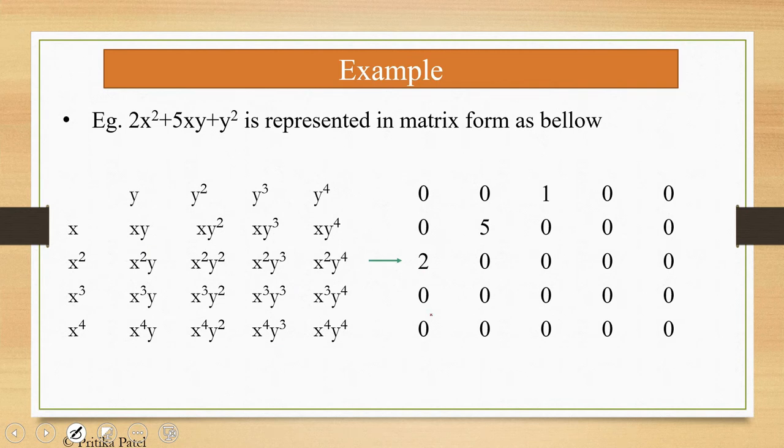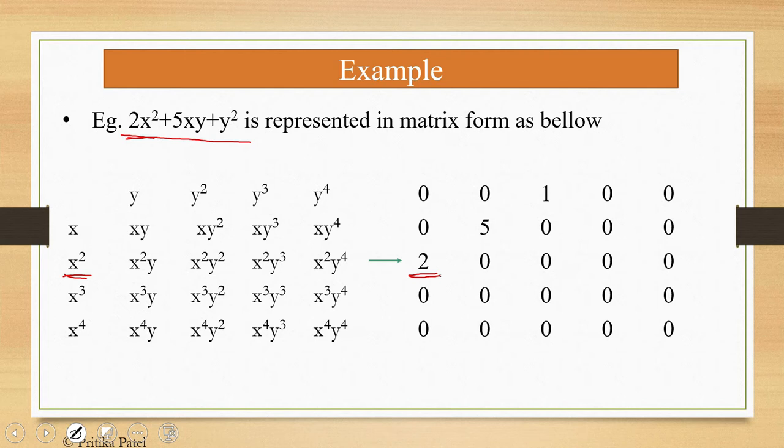Now here examples are given. First one is 2x square plus 5xy plus y square. Now we have to represent this equation in matrix form. Here this is the matrix which we have seen in the previous slide. Now see here 2x square. So where is x square? Here x square is there. So 2 is written over here.